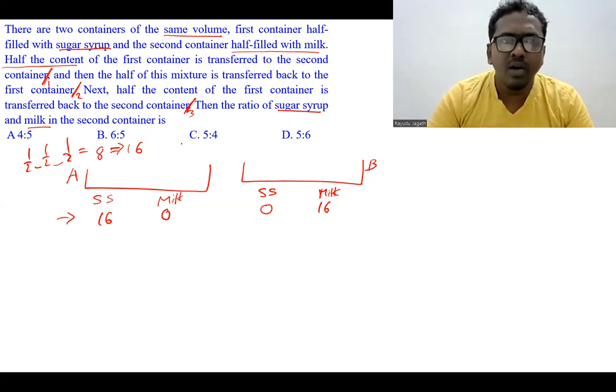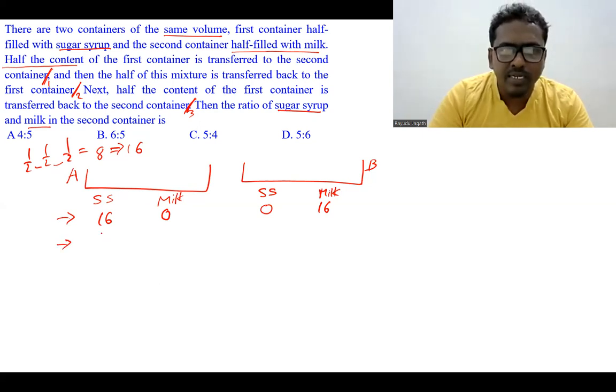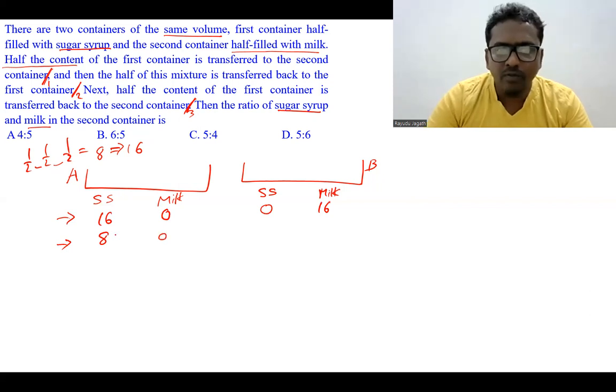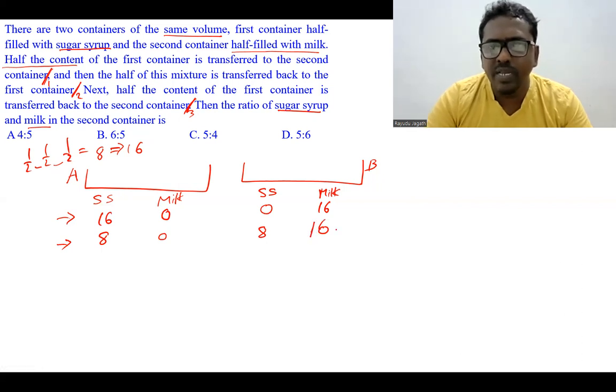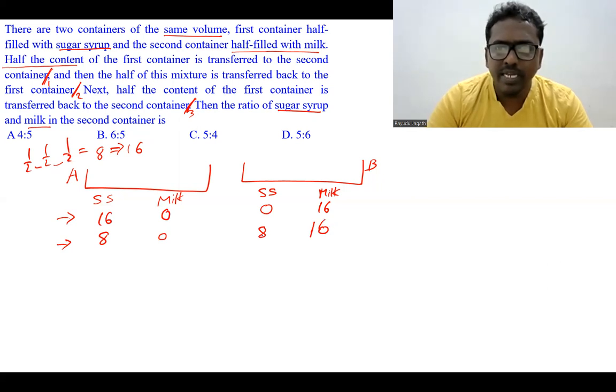Half filled with milk. Half the content of the first container is transferred to the second container now. Half the contents: 16/2, 8. 0/2, 0. That 8 of sugar syrup is given to B and 0 is given to 0. Therefore, 0 plus 16. 16 will be as it is. 16 units of milk is there in container B. So 16 plus 8, 24, and 32 is remaining the same.